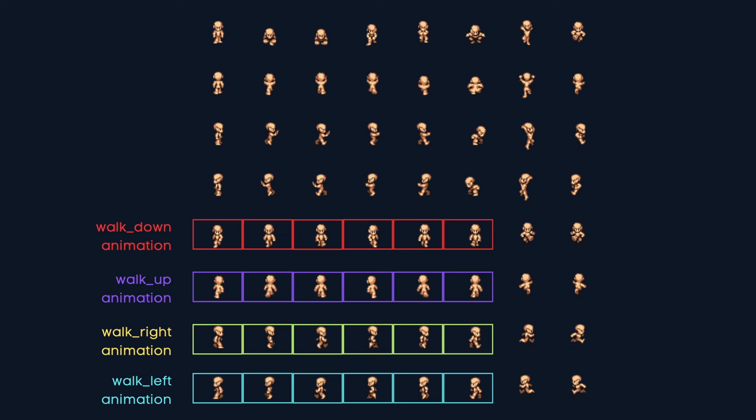We can see that our walk down animation will be found on the first frame to the sixth frame on the fifth row. Our walk up animation will be found on the first frame to the sixth frame on the sixth row. Our walk right animation will be found on the first frame to the sixth frame on the seventh row. And our walk left animation will be found on the first frame to the sixth frame on the eighth row.